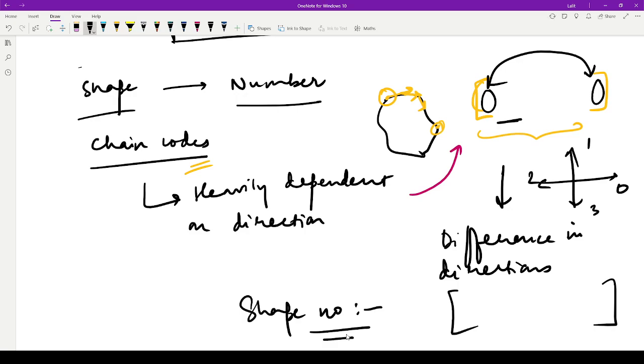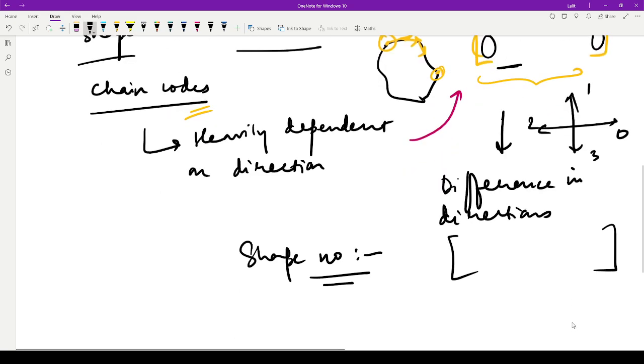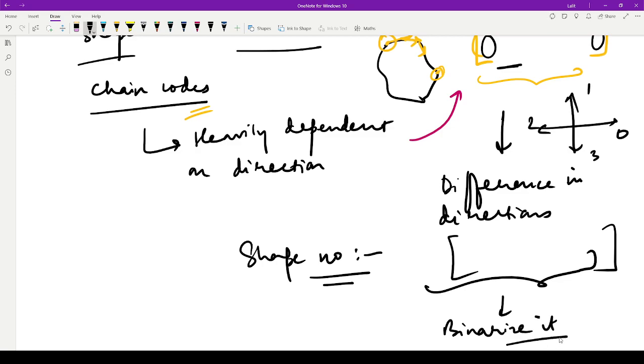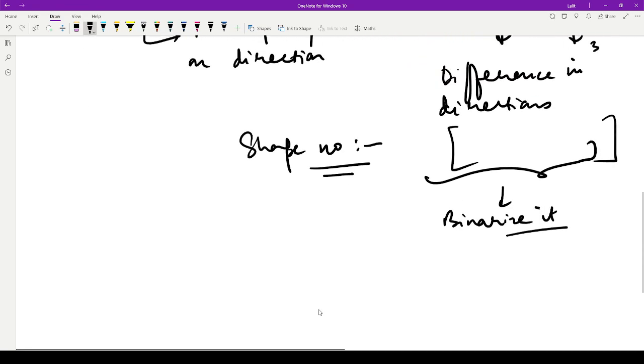Okay. So given this, once we have this specific code, we generally binarize it and then store it or send it to the receiver if required. So given this, next is something that was discussed: shape number was done, and then there's polygon approximation. So what is polygon approximation?